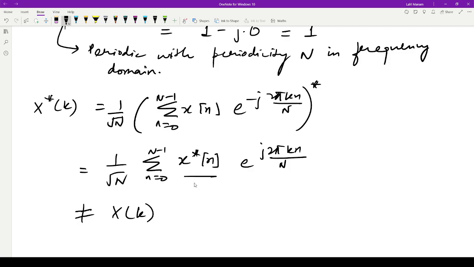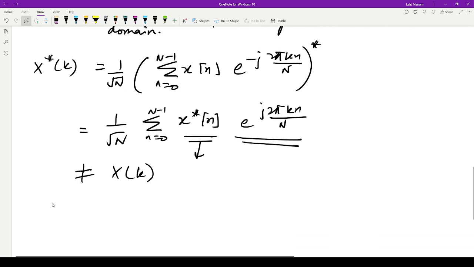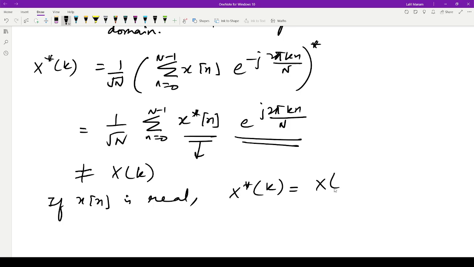Why? Because we don't know whether the conjugation of this signal is the same or not, right? And this is anyway not the same. So given that we know this, just one more property. If xn is real, what can we say about this specific thing? It's equal to x of minus k. Yeah, then x star is equal to x of minus k.